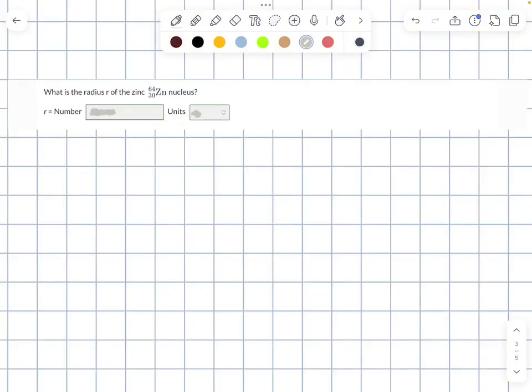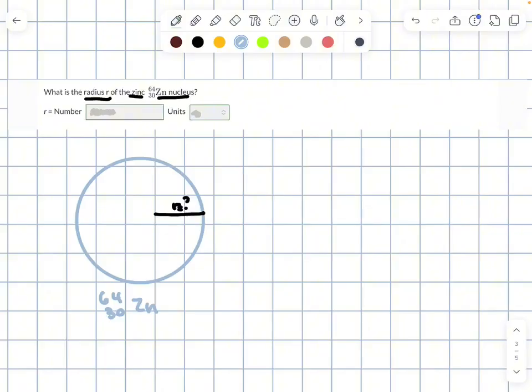Okay, this is the second problem in the homework, and this states: what is the radius r of the zinc-64 nucleus, 64/30 Zn? So first we can draw the image to help us visualize this. This is our nucleus zoomed in, and then we have the radius here, which we're trying to find. So I'm going to put a question mark, and this is representative of the 64/30 Zn nucleus. And then we have a few electrons and protons that are just moving around here.